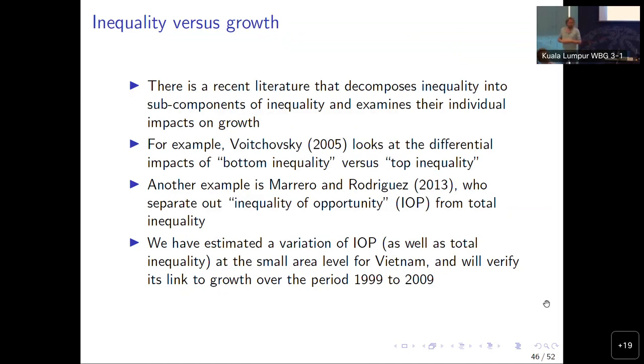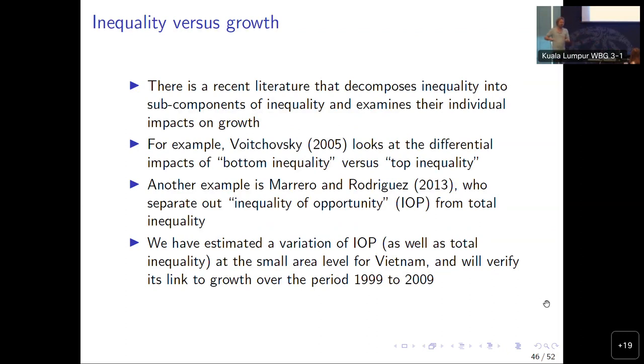Then, more recently, there's been this effort. One key paper to look at, if you're interested in this, is the Marrero and Rodriguez 2013 paper that was published in the Journal of Development Economics, that decomposes total inequality into two subcomponents. An inequality of opportunity component, right?